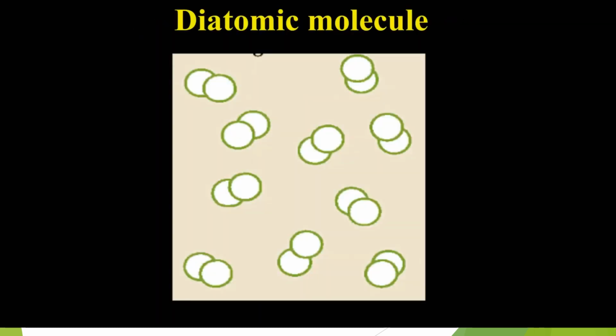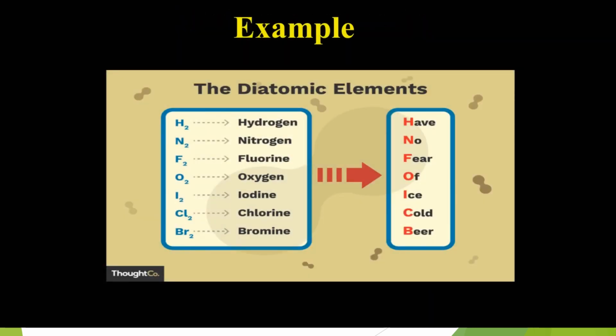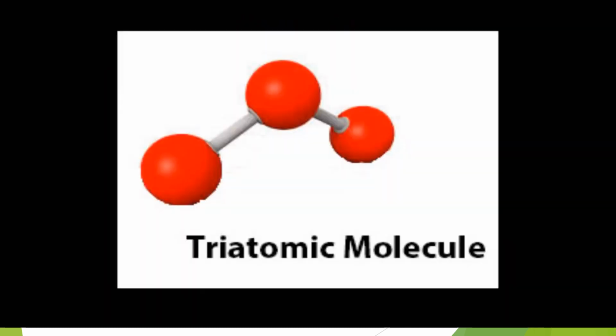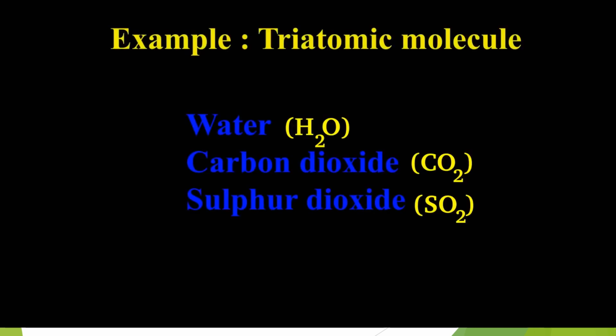There are some molecules which are made from two atoms. These molecules are known as diatomic molecules. Oxygen gas, nitrogen gas, hydrogen gas are examples of diatomic molecules. When a molecule contains three atoms, it is called a triatomic molecule. Water, carbon dioxide, and sulfur dioxide are examples of triatomic molecules.